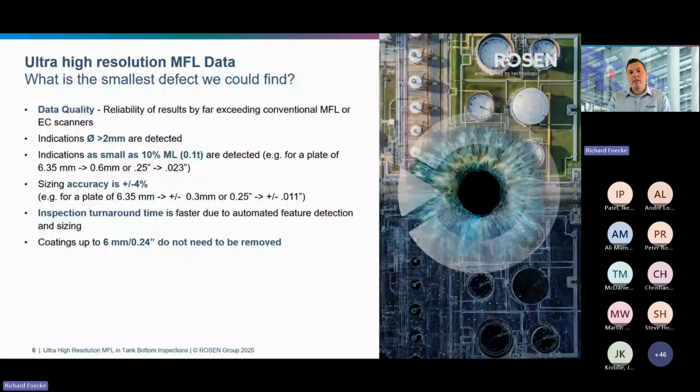The high level of automation also guarantees a fast turnaround time, because no features or only a limited amount of features have to be followed up, but the majority of the work is meanwhile done by algorithms which are supported by AI and machine learning approaches. Actually, coatings up to 6 mm can be scanned and inspected with this technology without the need for removal.